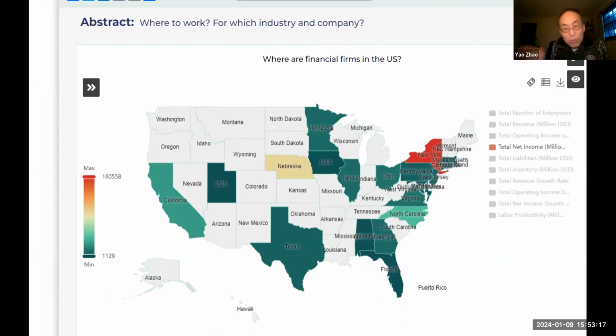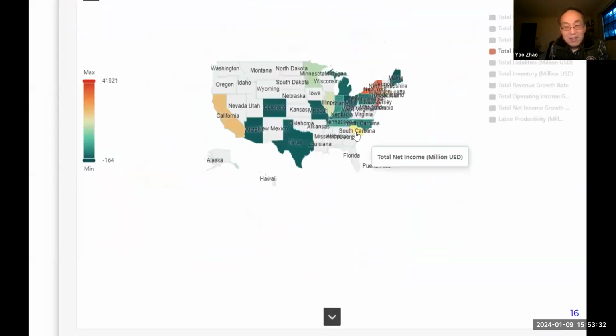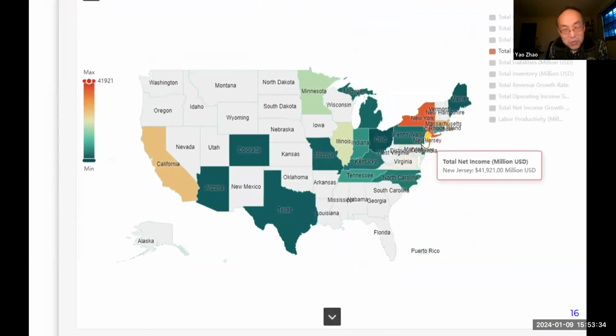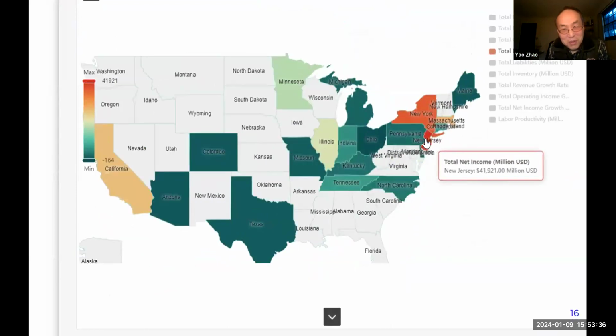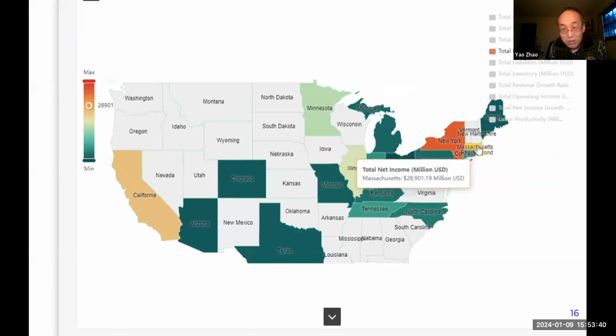One more. Let's see if we can guess right. Which state, if you want to work in healthcare, let's say pharmaceuticals or medical devices and so on? Unfortunately, the place you want to go is either New Jersey, because of pharmaceuticals, extremely profitable, or New York. Massachusetts is also very, very good.